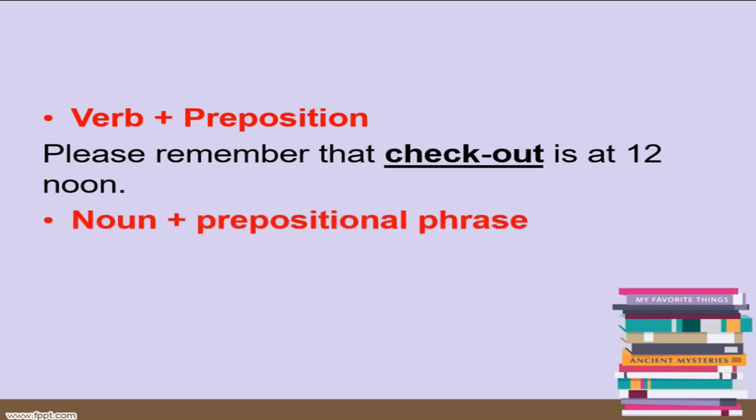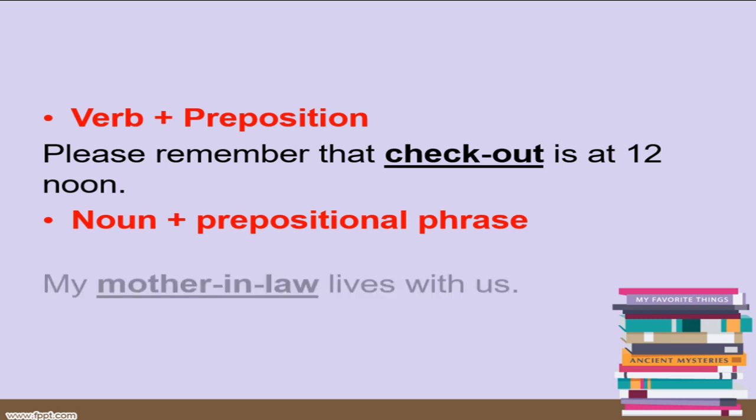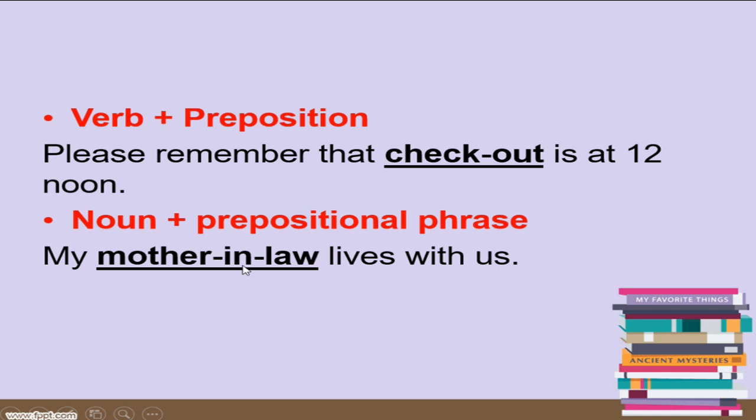Noun with a prepositional phrase. What does it mean, prepositional phrase? As we said before, a phrase is a group of words that cannot stand alone, and they don't give a meaning alone. For example, my mother-in-law. So in-law here is a prepositional phrase because it starts with a preposition. So, my mother-in-law. Okay, so it's a compound noun. Mother is a noun, in-law is a prepositional phrase. As you notice here, I use two hyphens to connect all three words together.